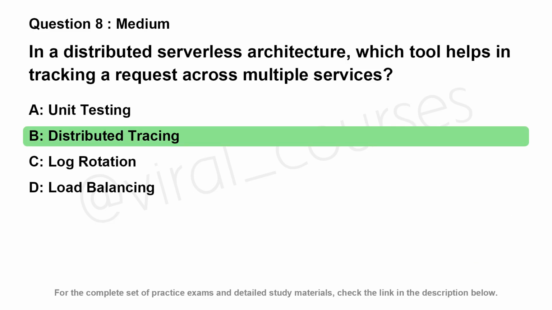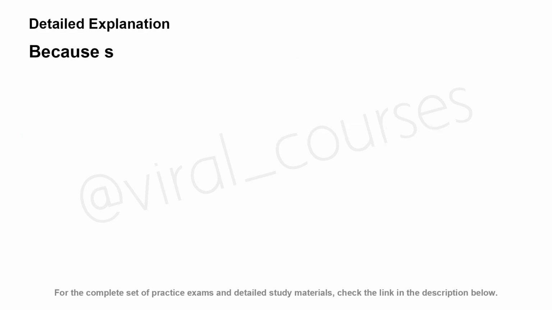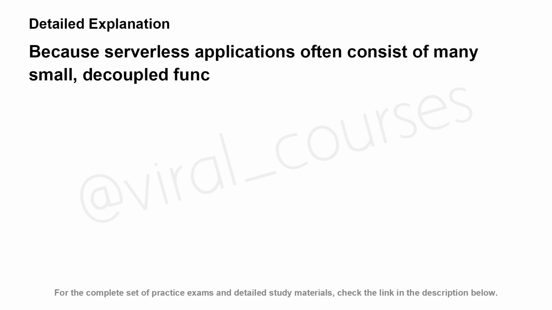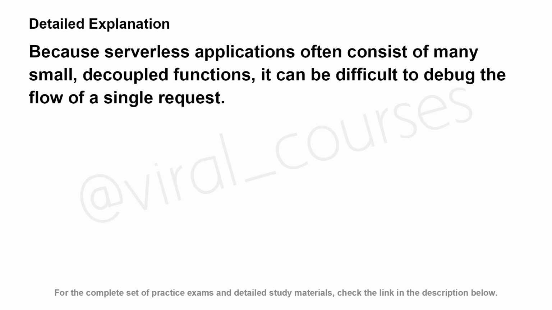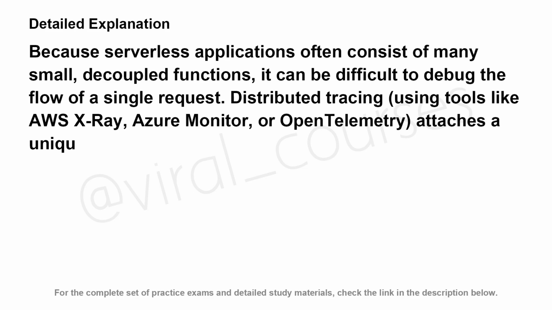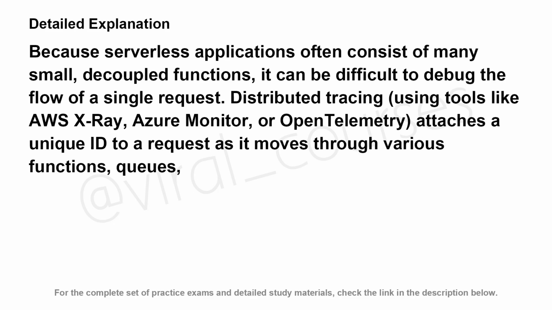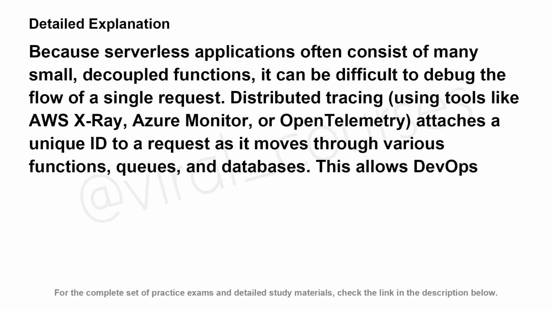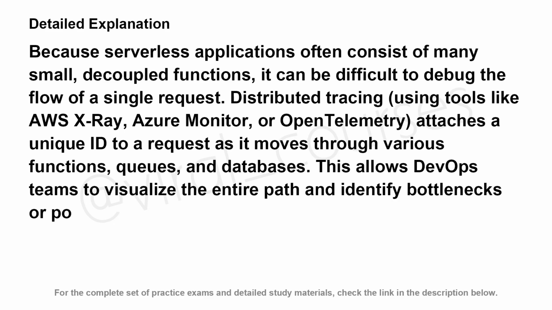The correct answer is B. Because serverless applications often consist of many small, decoupled functions, it can be difficult to debug the flow of a single request. Distributed tracing, using tools like AWS X-Ray, Azure Monitor, or OpenTelemetry, attaches a unique ID to a request as it moves through various functions, queues, and databases. This allows DevOps teams to visualize the entire path and identify bottlenecks or points of failure.